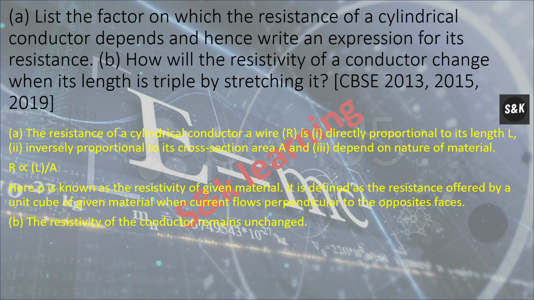List the factors on which the resistance of a cylindrical conductor depends. The resistance R of a cylindrical conductor or wire is directly proportional to the length L. Second, how will the resistivity of a conductor change when its length is tripled by stretching? The resistivity of the conductor remains unchanged.